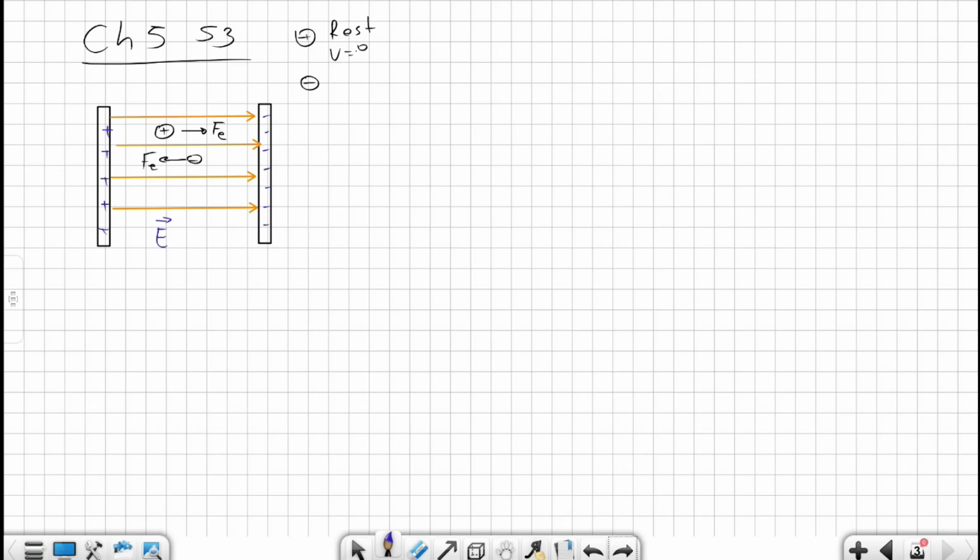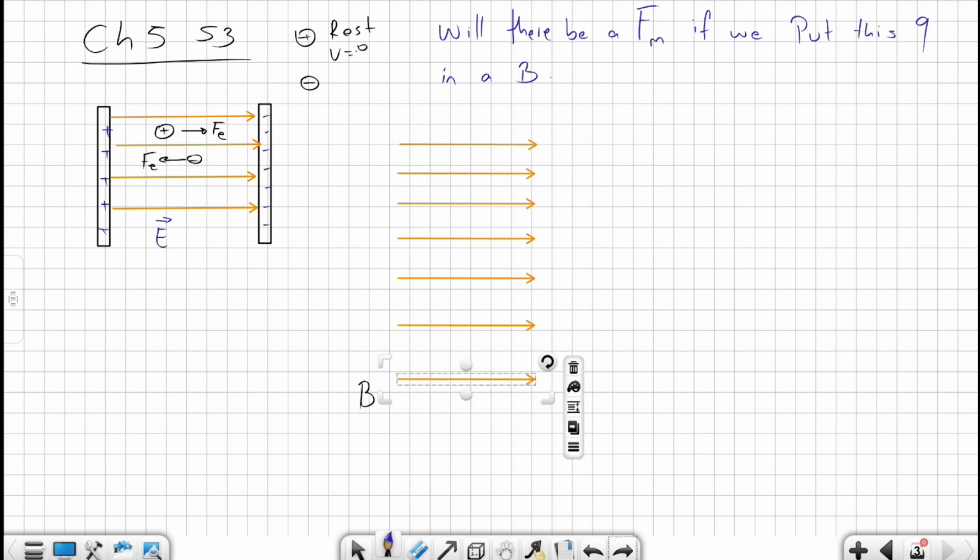The question is, what happens if we put these charges inside a magnetic field? Will there be a magnetic force acting on them? Let's have a magnetic field, and we will put the same charge that is at rest inside this magnetic field. So will there be a magnetic force acting on it? Right now we will see the charge will not start to move, which means that there is no magnetic force acting on it at all. So magnetic force will be equal to 0.